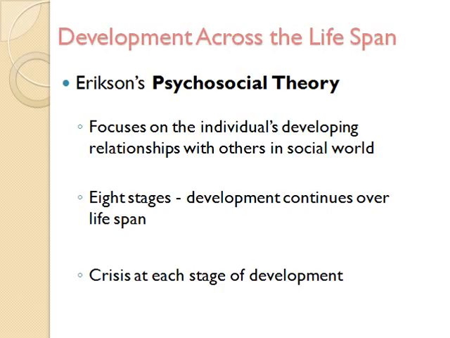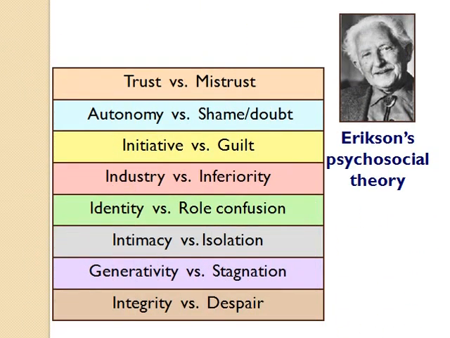Erikson's psychosocial theory. The first stage is trust versus mistrust. The second one, autonomy versus shame and doubt. The third one, initiative versus guilt. The fourth stage, industry versus inferiority. The fifth one, identity versus role confusion. The sixth one, intimacy versus isolation. Seventh, generativity versus stagnation. And the last, the 8th stage, is integrity versus despair.